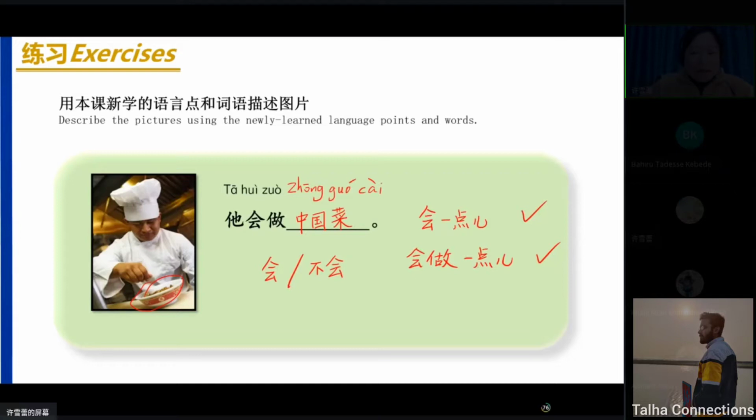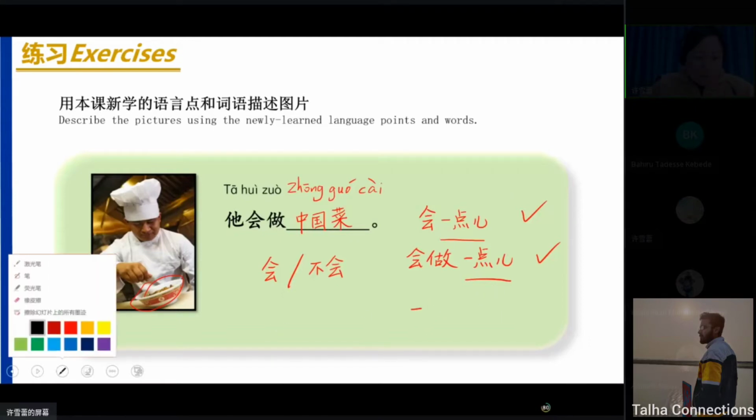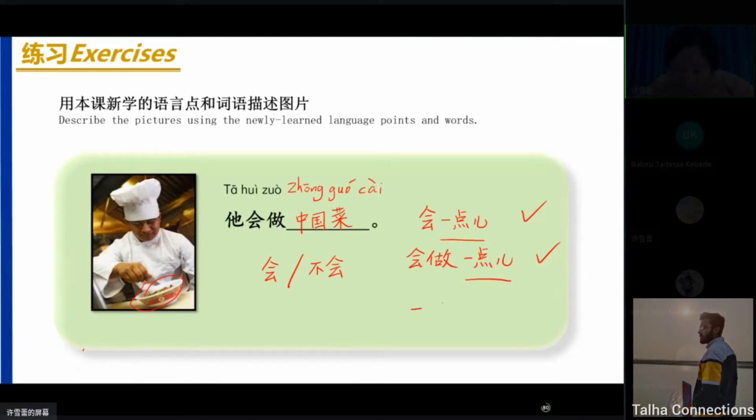你会做中国菜吗？会做一点儿. Yeah, both are right. 一点儿. Some of you sent the expression in incorrect characters. Take a look. 一点儿. 好, 再看, 是一点儿, some of you chose another two characters. No, they are incorrect. Okay? Compare the two. 一点儿. 好, 他会做中国菜, 他会做一点儿中国菜, 也可以.